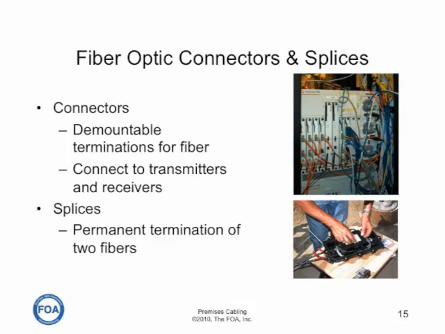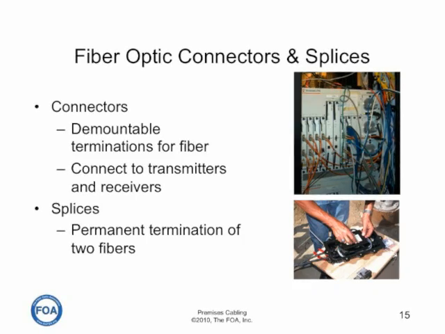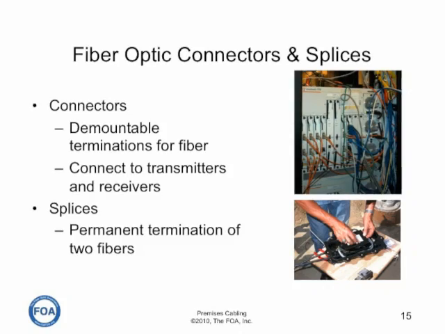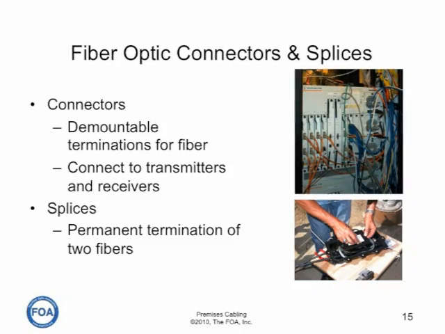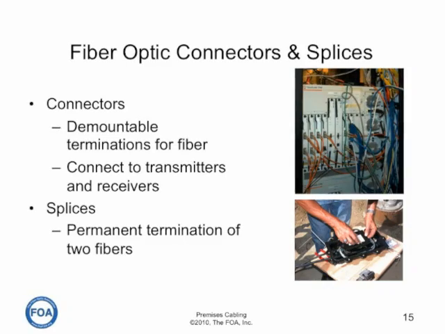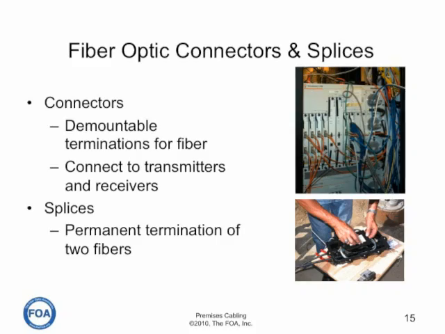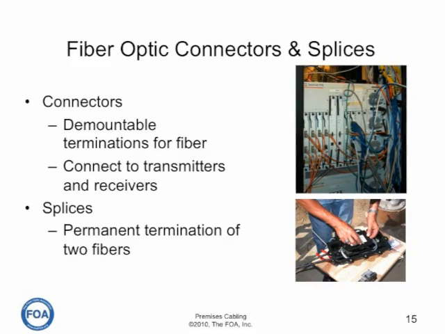Connectors can be used to create demountable terminations for fibers, like in patch panels, or to connect to transmitters and receivers. Splices are permanent terminations of two fibers and are typically done by fusion or mechanical splicing, and the splices are then sealed in a watertight enclosure and put into some location where they may never be touched again.